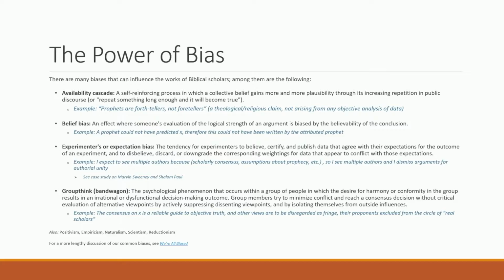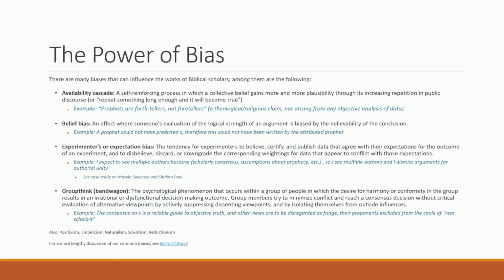Another example of bias is experimenter's or expectation bias, the tendency for experimenters to believe, certify, and publish data that agree with their expectations for the outcome of an experiment, and to disbelieve, discard, or downgrade the corresponding weightings for data that appear to conflict with those expectations. An example: I expect to see multiple authors because of scholarly consensus, assumptions about prophecy, etc. So I see multiple authors, and I dismiss arguments for authorial unity. And we're going to see an example of this with a case study using the work of Marvin Sweeney and Shalom Paul.